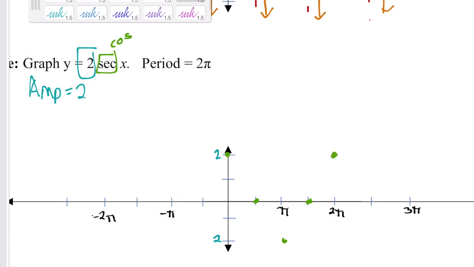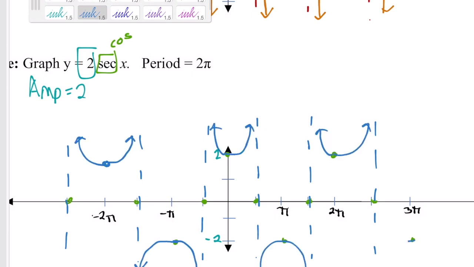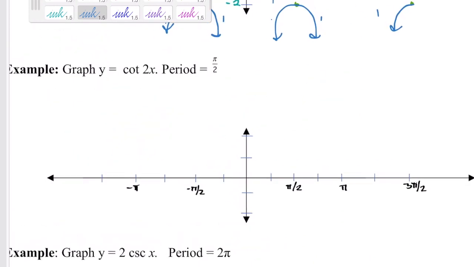0, 2. I should have a negative sign there, sorry. And then it repeats. So I'm just going to put in all of this. And everywhere I have a 0, I'm going to put in my asymptotes. And then I'm going to turn the function out from those ones, positive ones and negative ones. And then we're finished.